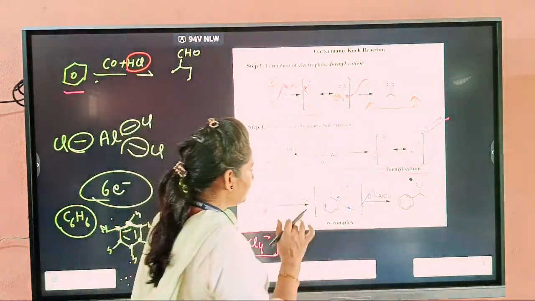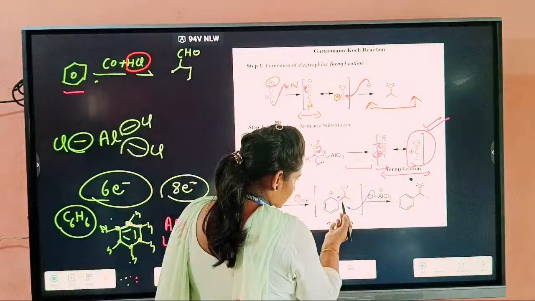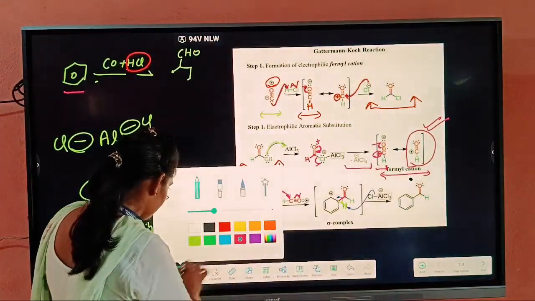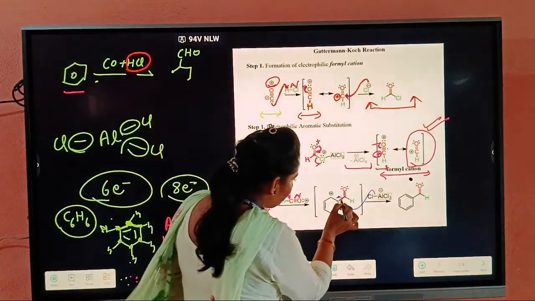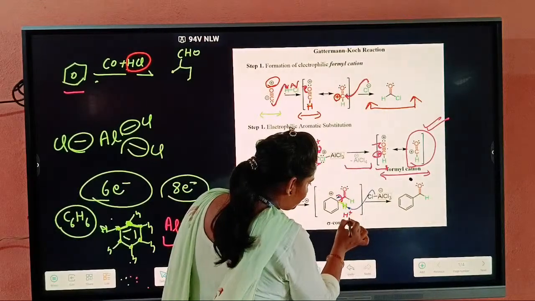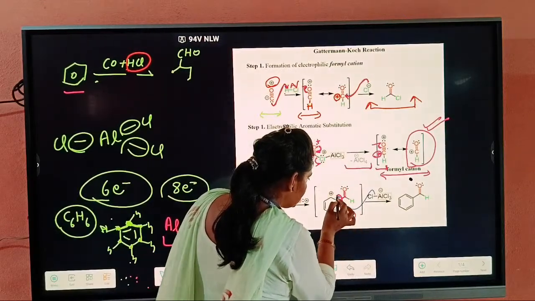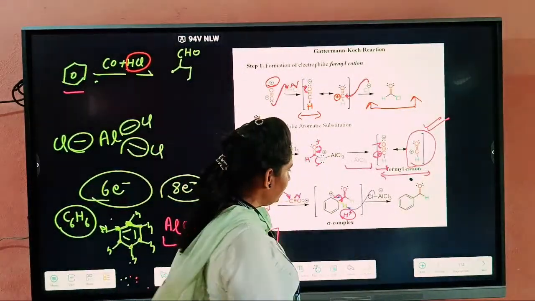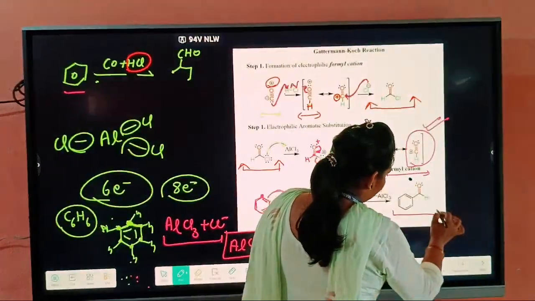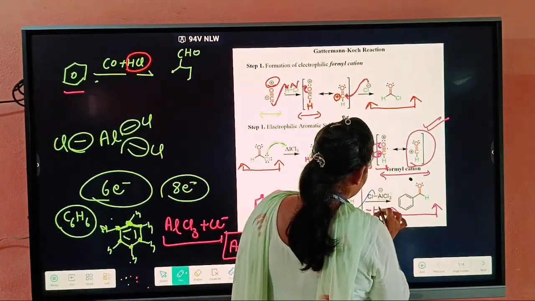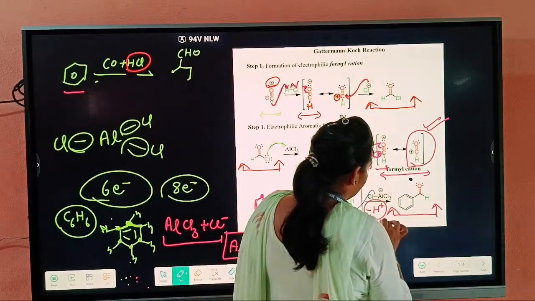Now students, you can see this hydrogen will break the bond, and from here we will get H positive, and this bond will shift here. So further we will get a double bond here. Okay, and finally we will get our desired product, and from here removal of H positive takes place.